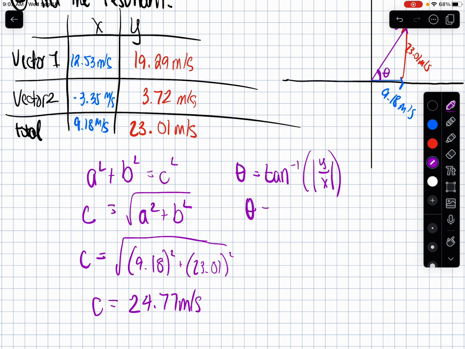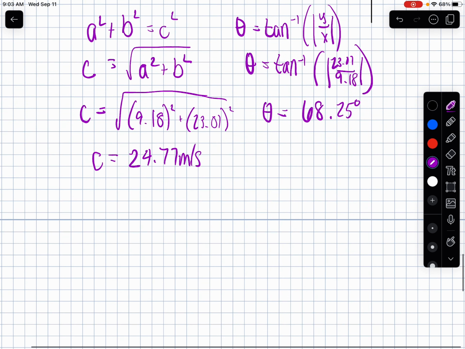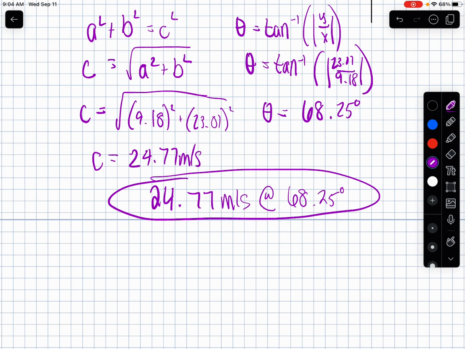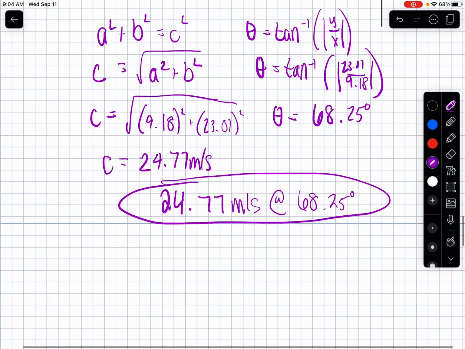So you're gonna plug in theta equals inverse tangent of 23.01 over 9.18. So theta equals 68.25 degrees. So my final answer is 24.77 meters per second at an angle of 68.25 degrees. Okay, that is my total when I add up these two vectors.